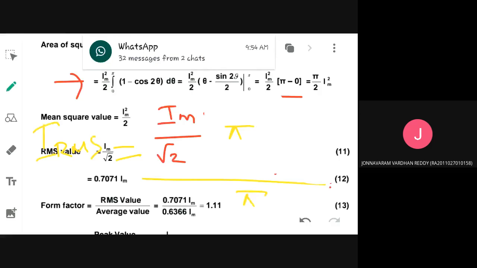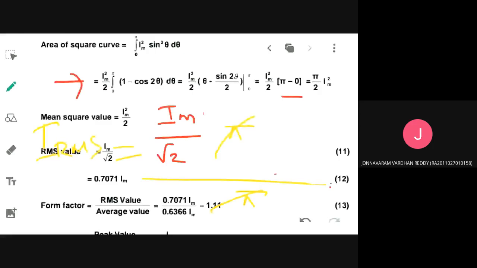So what is the RMS value finally you are getting? Im by root 2. Im divided by square root of 2. So this is how we will be deriving IRMS.